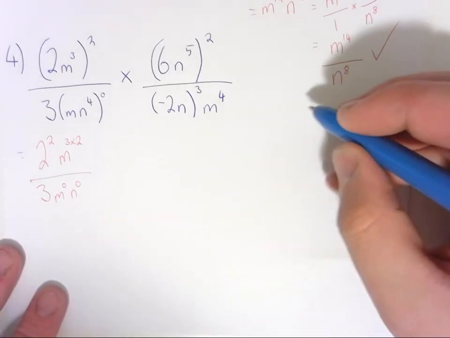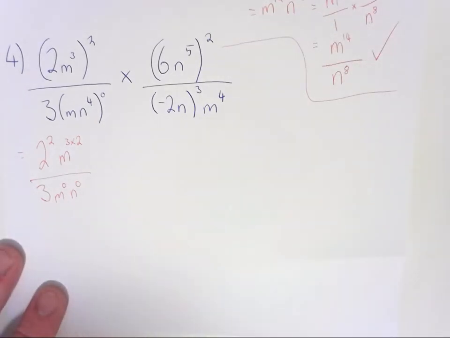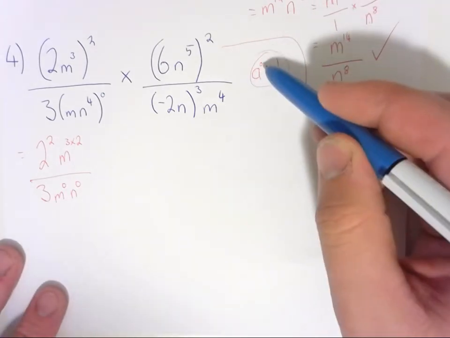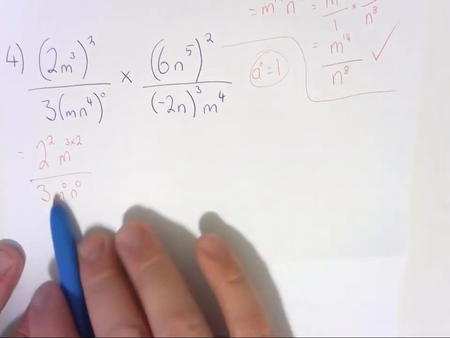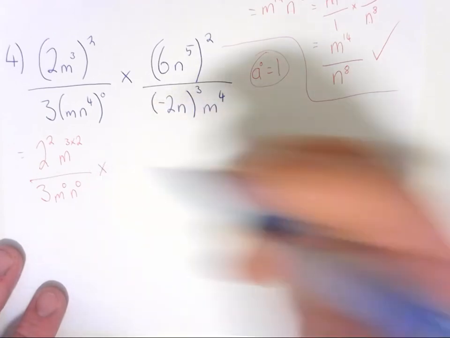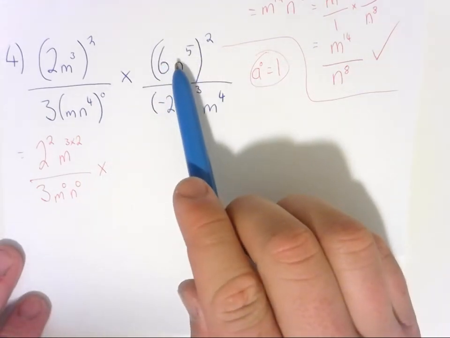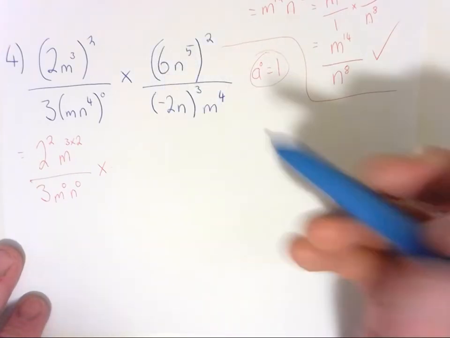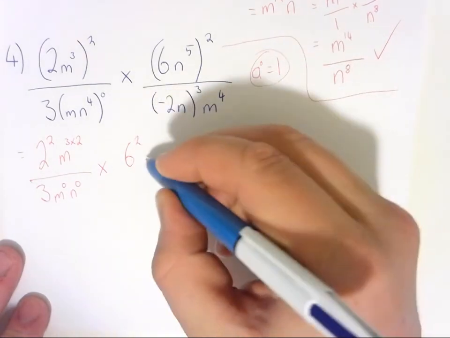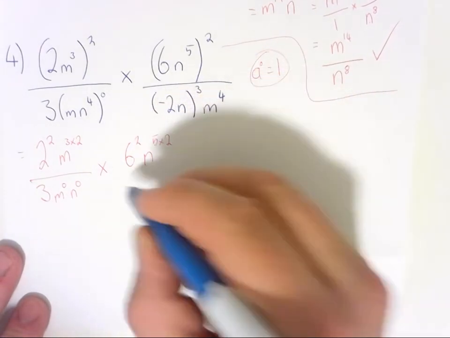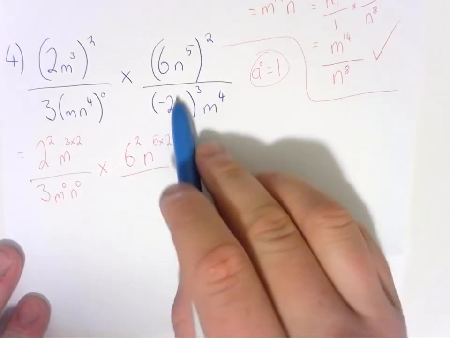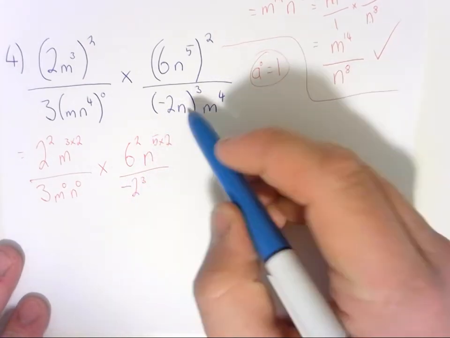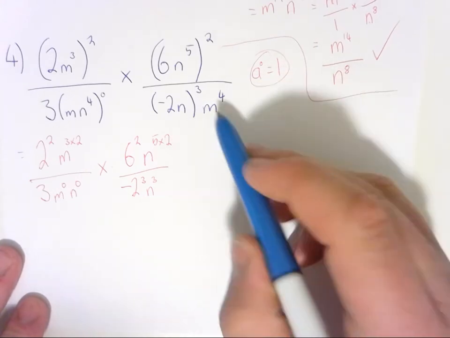And remember our other index law that says a to the 0 equals 1. Anything to the power of 0 equals 1. So these are actually just going to cancel out to a 1, but I'll show that in the next step. Then we are timesing that by 6 n to the power of 5 squared. Now again, we need to square this 6. Becomes 6 squared n to the 5 times 2 on. And same with this negative 2, this needs to be cubed. So negative 2 cubed n to the 3 m to the 4.